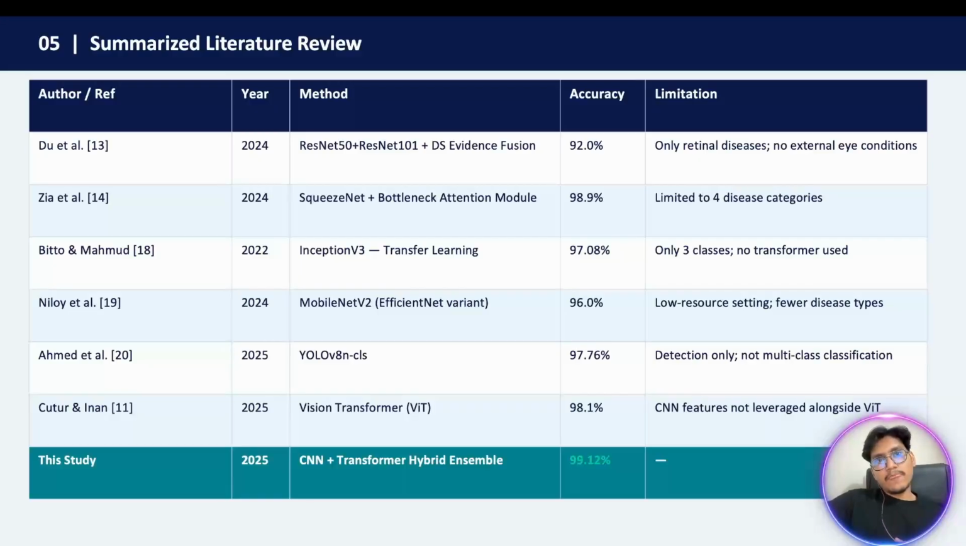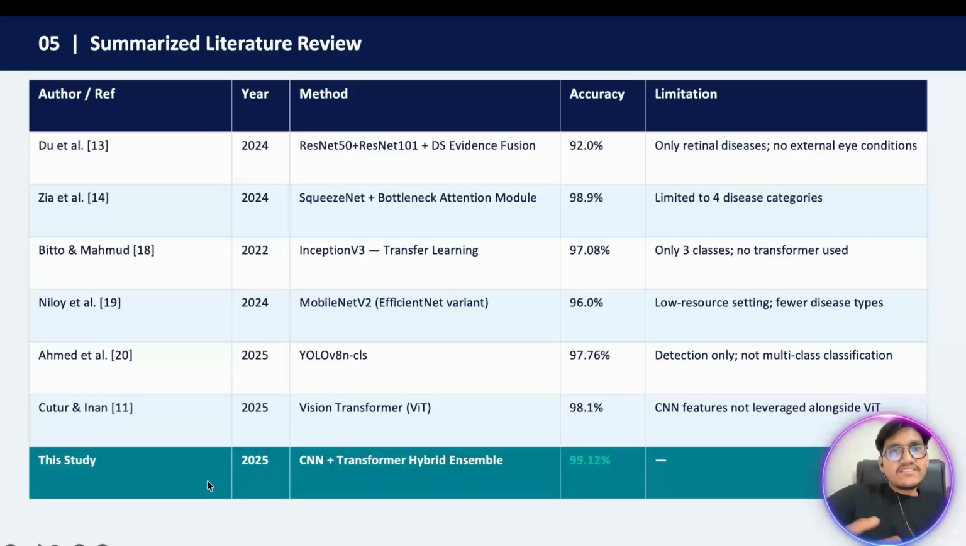And then we go to the fourth research paper, where they used MobileNetV2, which is a lightweight CNN variant, and achieved 96% accuracy in low resolution settings. Solid work, but fewer disease types were covered in that research paper. And then in the fifth research paper, they applied YOLOv8 and CLS, which is primarily a detection model, and achieved 97.76% accuracy. But this is a detection approach. It identifies where the disease is in an image rather than a multi-class classification approach. And then in the last paper they used the Vision Transformer to classify retinal eye disease and achieved 98.1% accuracy, impressive, but they only used the Vision Transformer. CNN features are never leveraged alongside it.